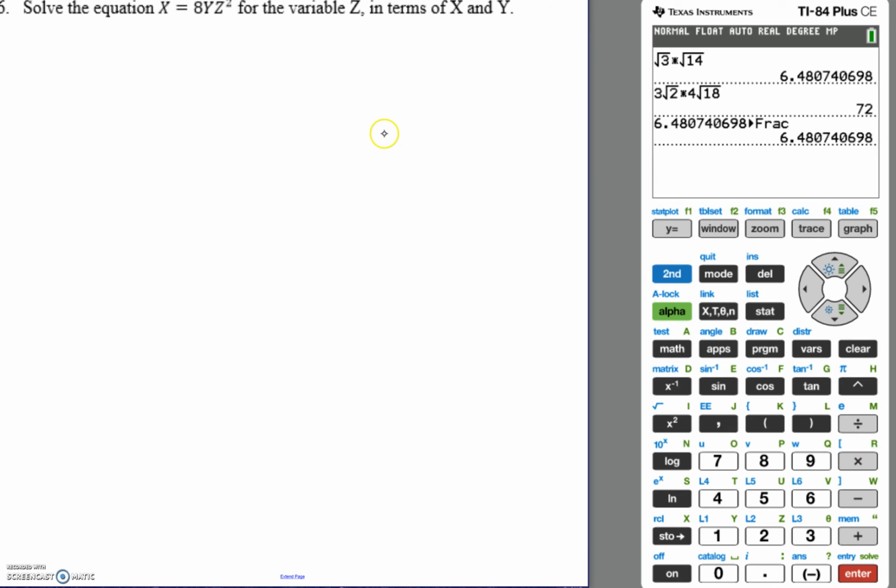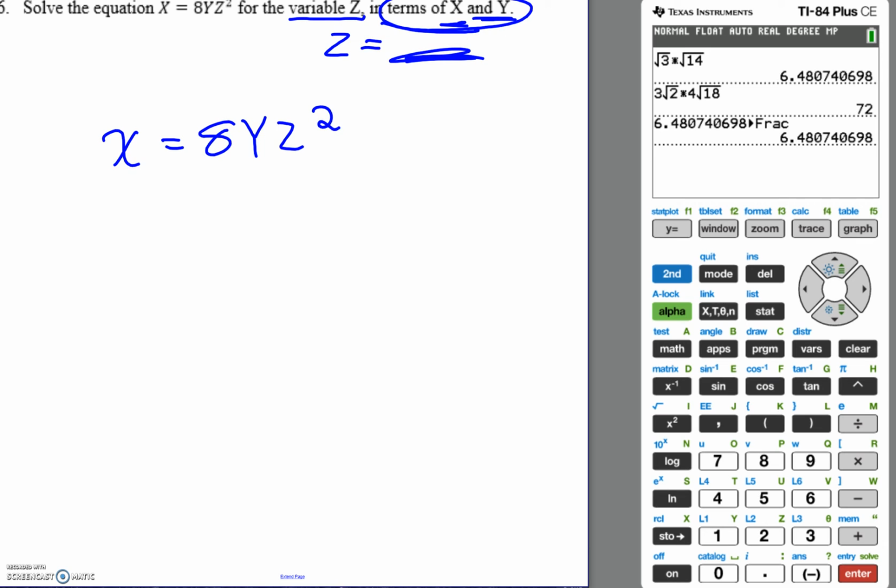So for number 6, it is a literal equation, and we want to solve for z in terms of x and y. That just means it needs to be z equals and something with an x and a y in the answer. So let's look at the equation. So we need z by itself. So whenever these letters are next to each other, it's an invisible multiplication sign. So the inverse of multiplication is division. So we're going to divide by 8y.